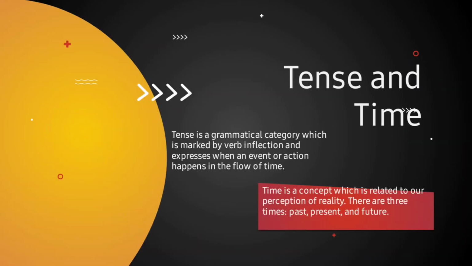Tense and time. Tense is a grammatical category which is marked by verb inflection and expresses when an event or action happens in the flow of time. Time is a concept which is related to our perception of reality. There are three times: past, present, and future.